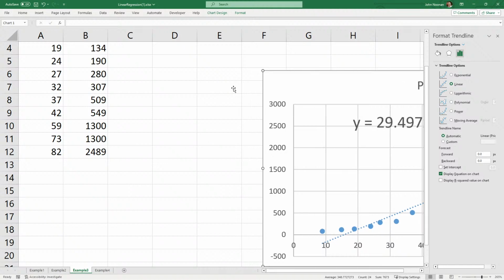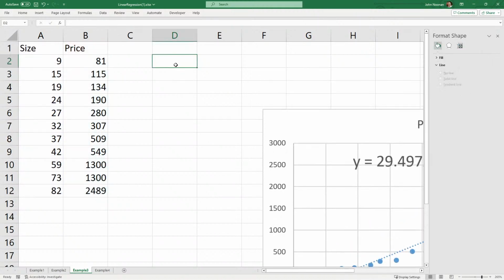Move this stuff out of the way. You know how to do this. You do equals, Correl, highlight the sizes, and then highlight the prices. So we've got that. So 0.94, that's the correlation coefficient. Correlation is 0.94. I'm writing it on the screen. I know you can't see, but I need to have it there for future reference.